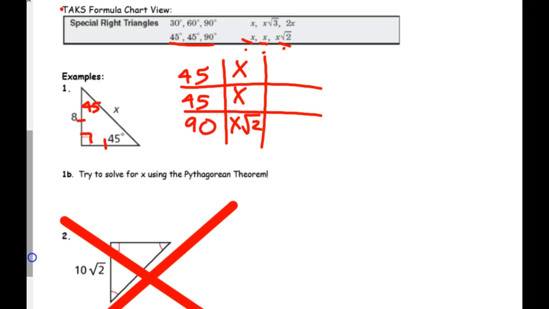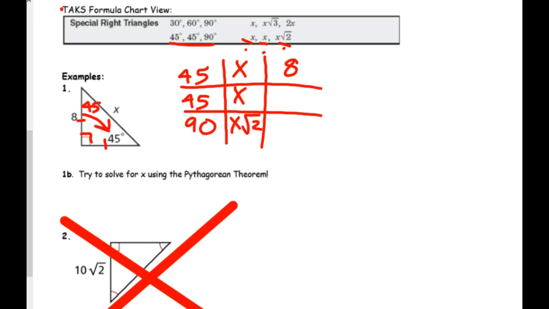Here's where you have to think a little bit. The only number they gave me was 8 for a side. What is 8 across from? So if you want to draw the arrow, that's cool, but 8 is across from what angle? 45, not 90. So I'm not going to put it down here. I'm going to put it up here. Very good.